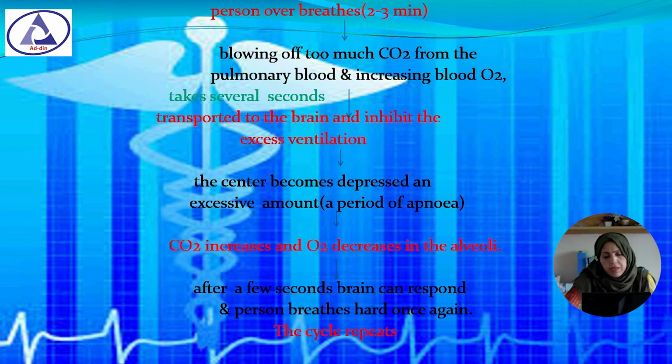The person overbreathes, blowing off too much carbon dioxide from the pulmonary blood and increasing blood oxygen. It takes several seconds before this is transported to the brain and inhibits the excess ventilation. The center becomes depressed, and in a period of apnea, carbon dioxide increases and oxygen decreases in the alveoli. After a few seconds, the brain can respond and the person breathes hard once again. In this way the cycle repeats, and this is called Cheyne-Stokes breathing.